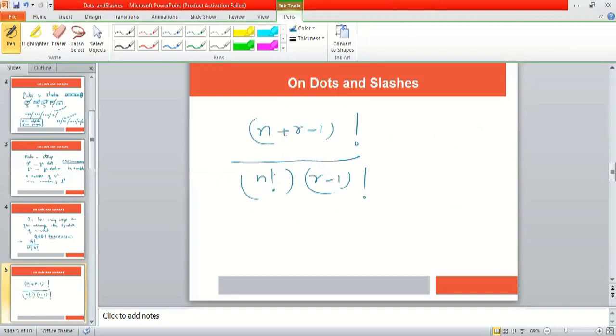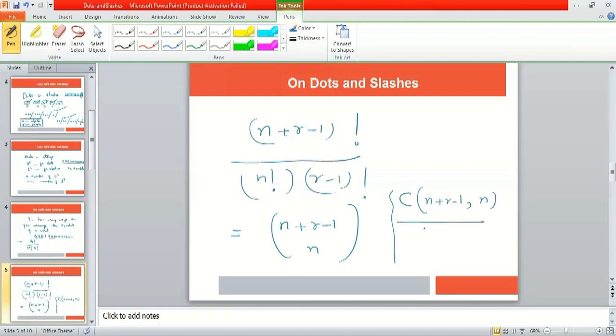Now you quickly see that this is exactly the formula for n plus r minus 1 choose n. If you want to look at it this way, it's combinations with n plus r minus 1 symbols, n chosen at a time, written as n plus r minus 1 C n. So this is the formula to distribute n indistinguishable objects to r people.